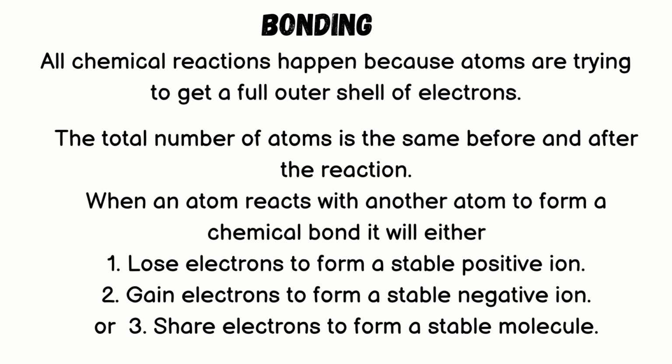When an atom reacts with another atom to form a chemical bond, it will either lose electrons to form a stable positive ion, gain electrons to form a stable negative ion, or share electrons to form a stable molecule.